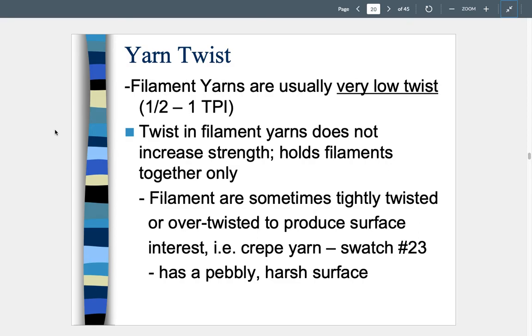We can do it purposefully, in order to get a certain appearance. Twist in filament yarn does not increase the strength. It simply holds the filaments together. Filaments are sometimes tightly twisted, or over-twisted, to produce surface interest like crepe yarns. Swatch 23 is an example of crepe. It has a pebbly or harsh surface, so you can feel it.